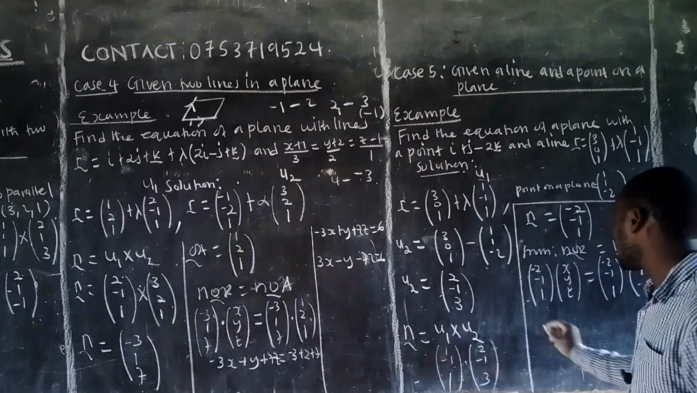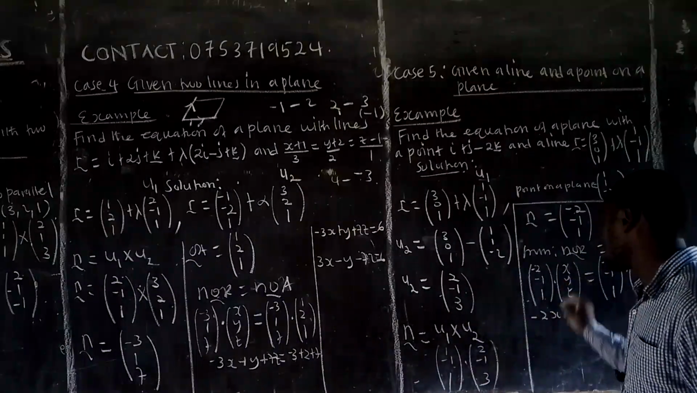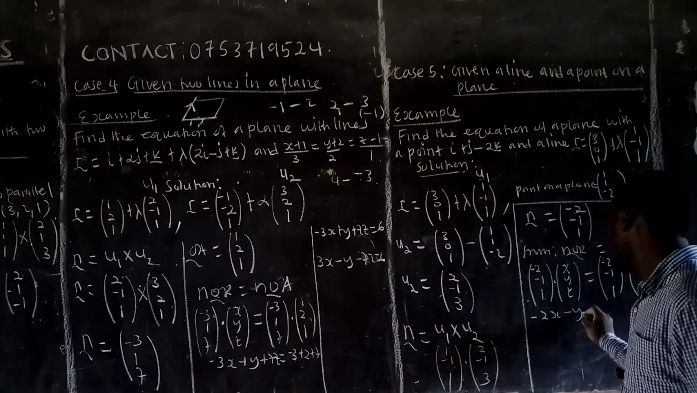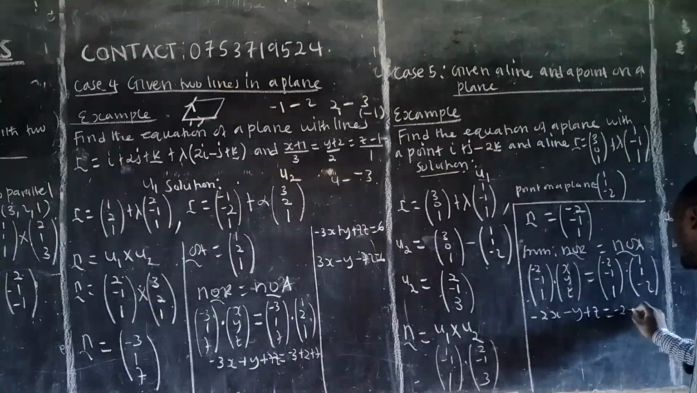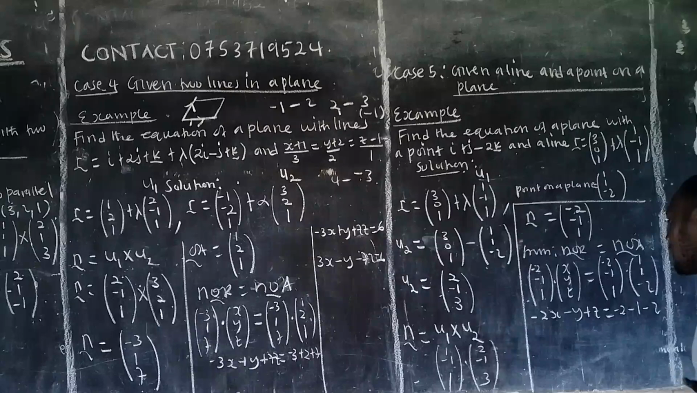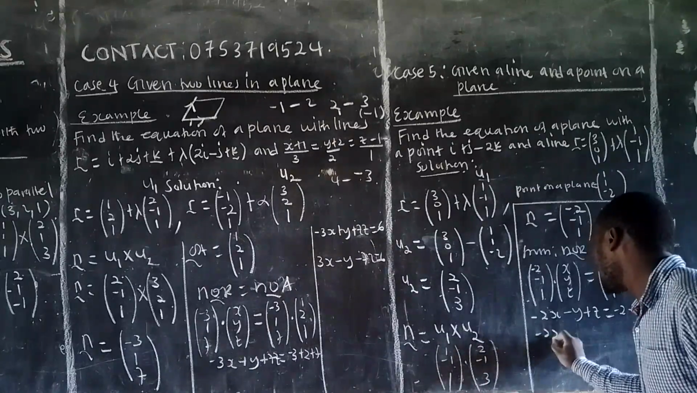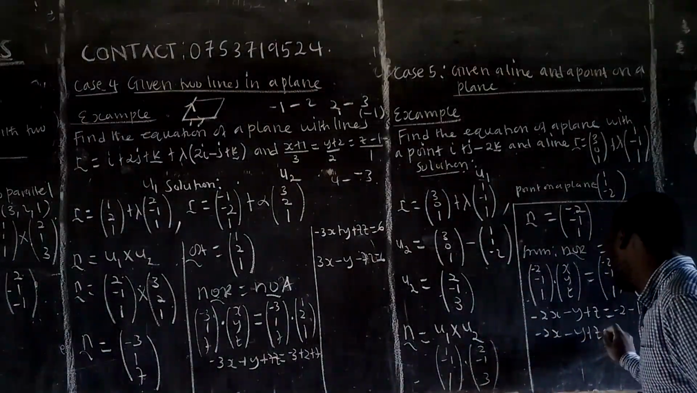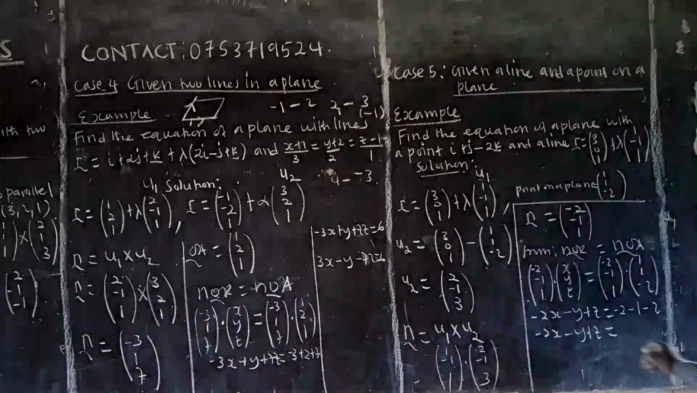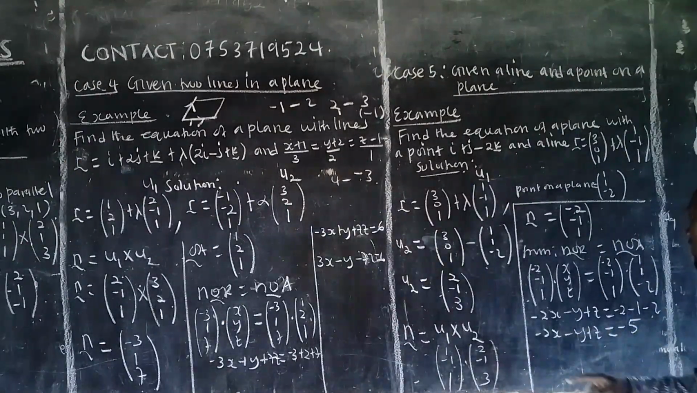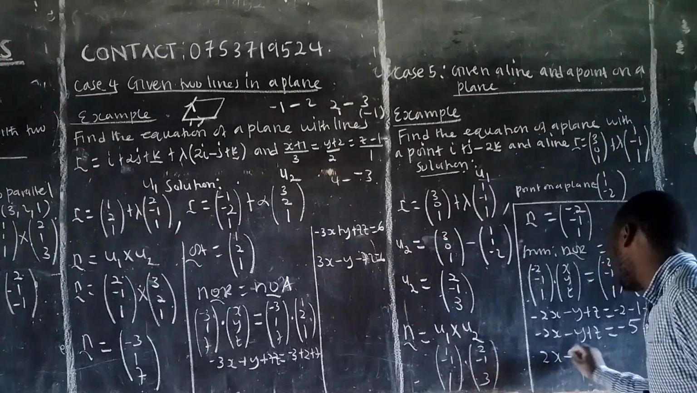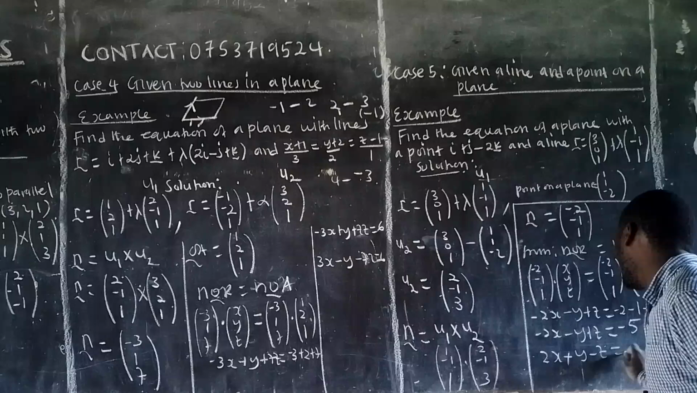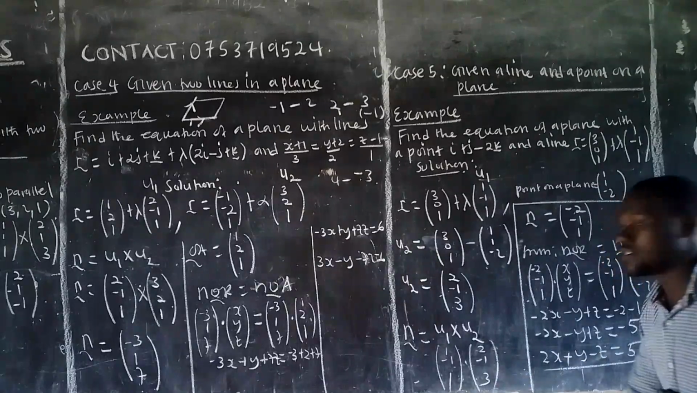So now you can dot. -2x - y + z is as good as -2 - 1 - 2, which gives -5. Dividing through by -1, you get 2x + y - z is equal to 5. And that is your equation of a plane.